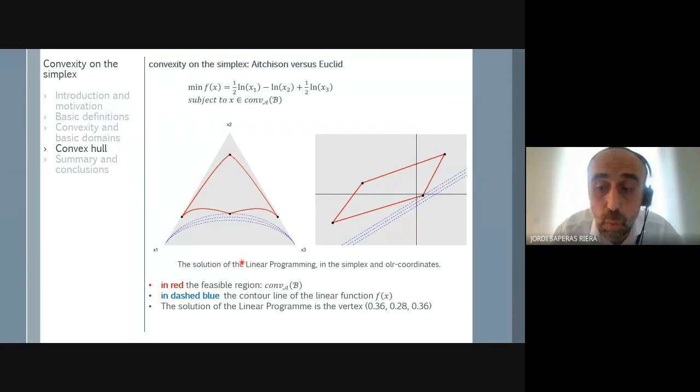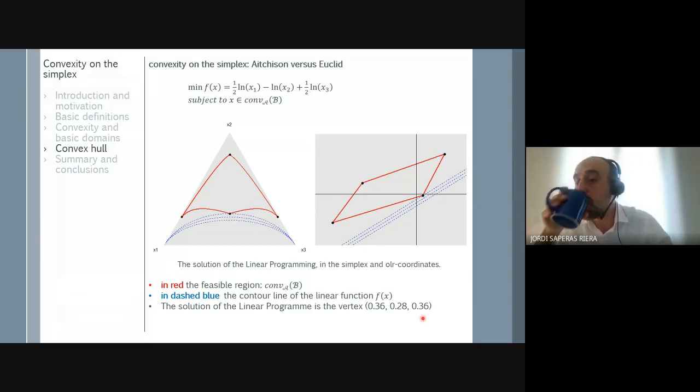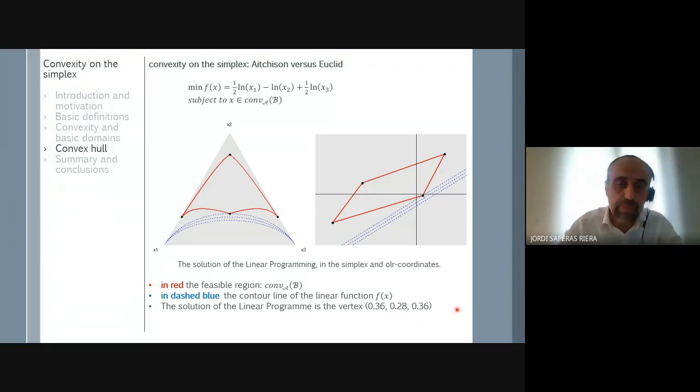If the researcher works in coordinates, it is clear that the problem is a linear programming problem. We have a linear function and a polygon as the restriction. And the researcher can use all the linear programming algorithms to find the vertex solution. In this case, the vertex solution is the vertex 36%, 28%, 36%.